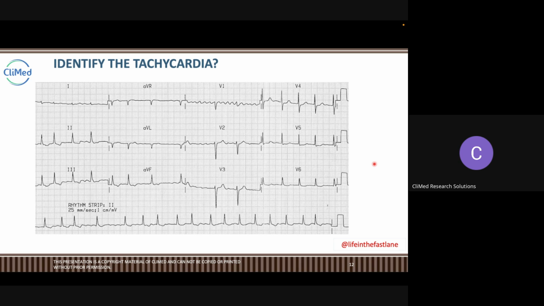I'm telling you from the starting, you have to calculate. You have to look very closely. Reading ECG is not at all an easy task. By looking at the ECG, if you cannot find out the problem, there is no use. I'm telling you, there is no use.